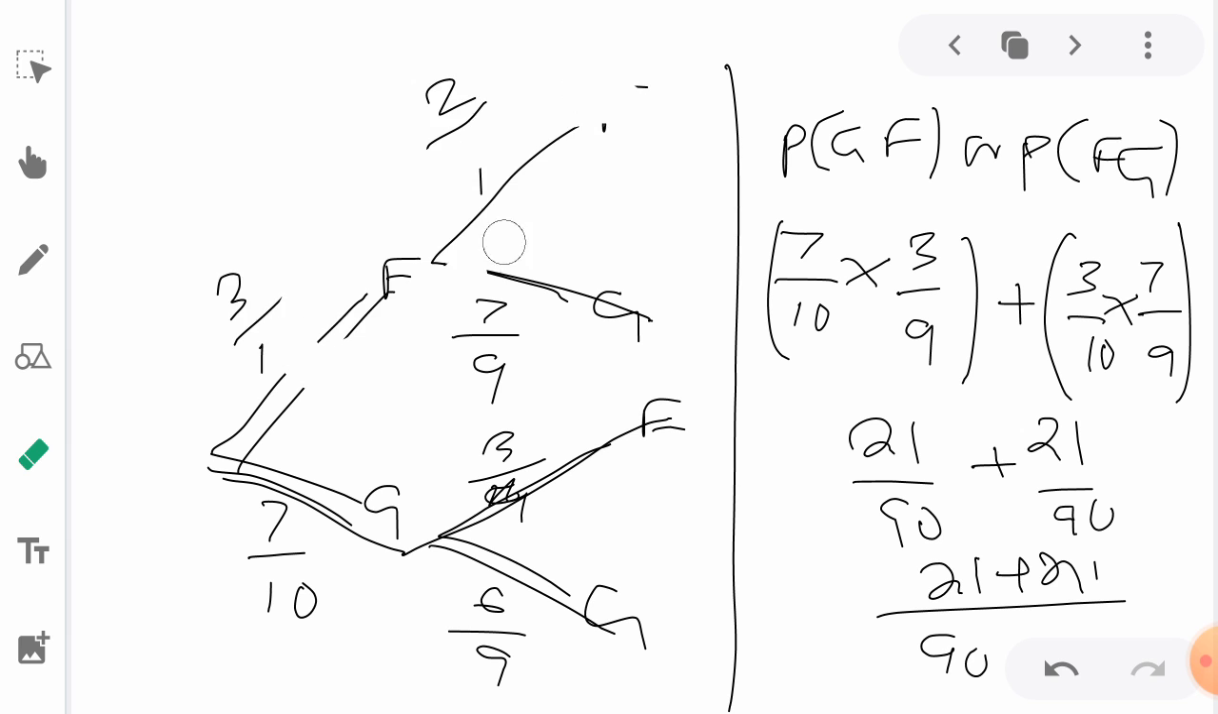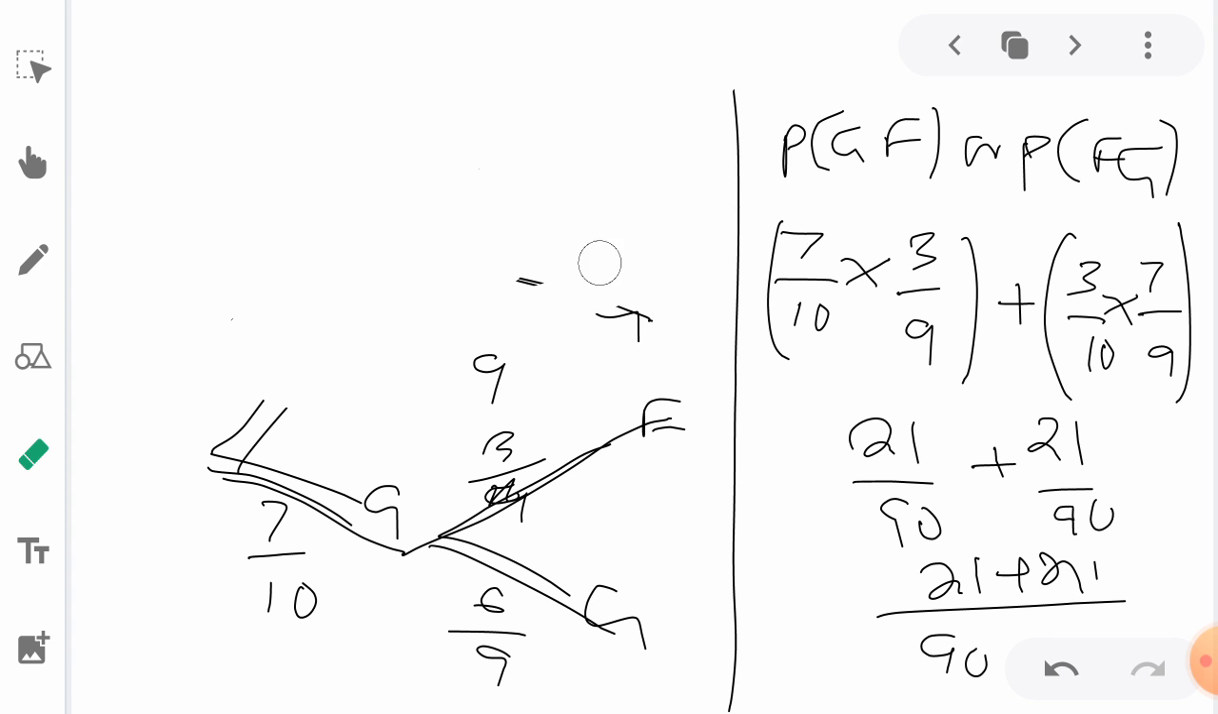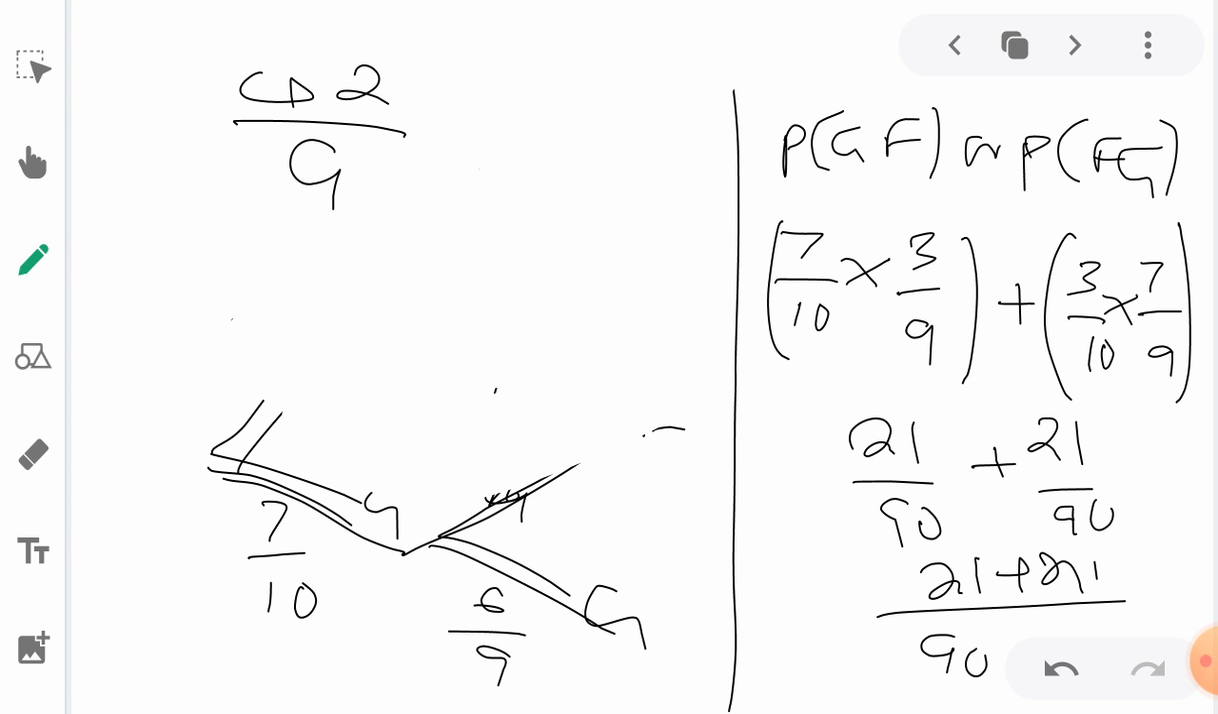Then I can lap this side so that I can finish working it out. So we have 21 plus 21 is 42 over 90. So we get the same answer which we got at first, which is 7 over 15. So that's the probability.